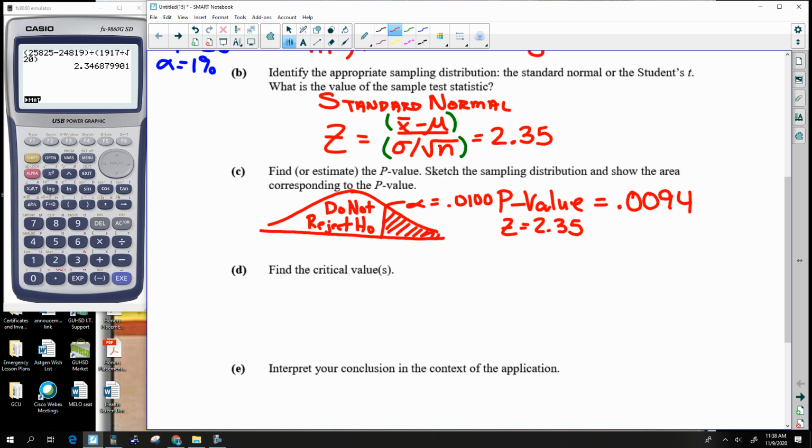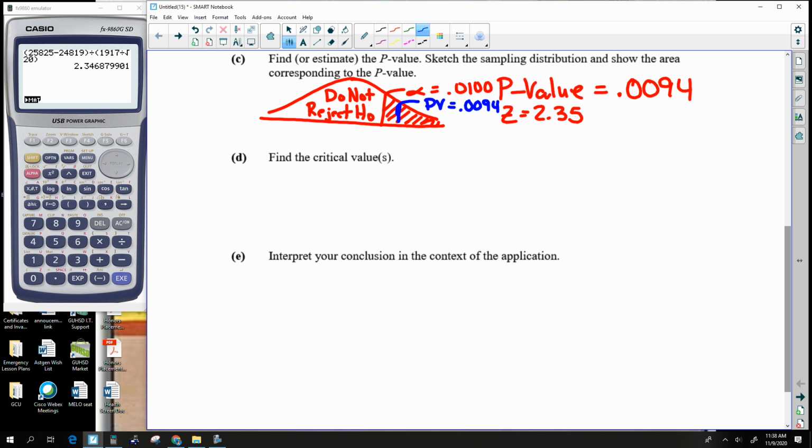And I see that 0.0094 is smaller, so it falls into the rejection zone. So I notice that the p-value is less than my alpha. That means I reject H0 and accept H1.